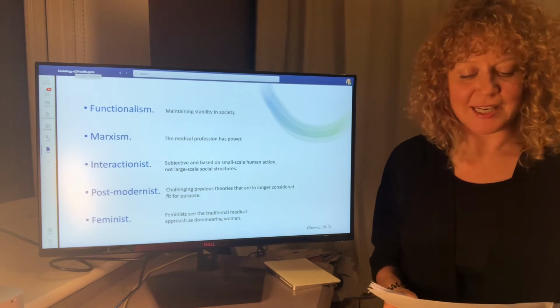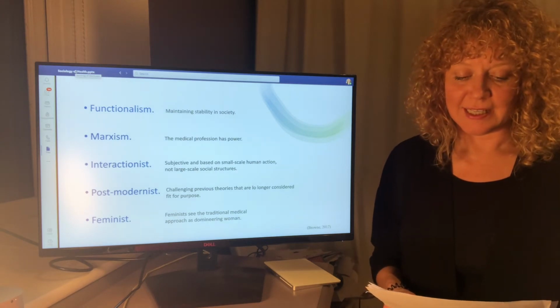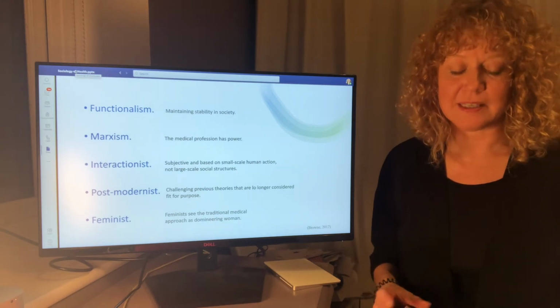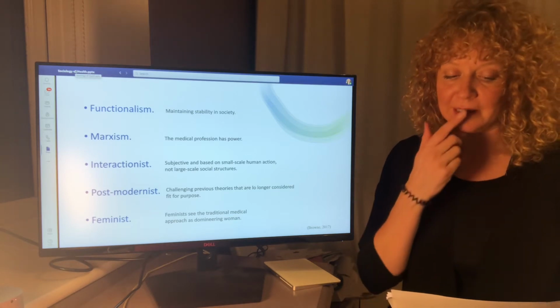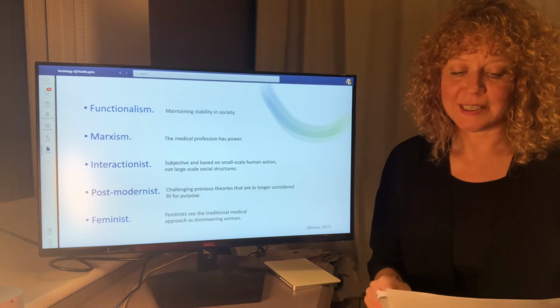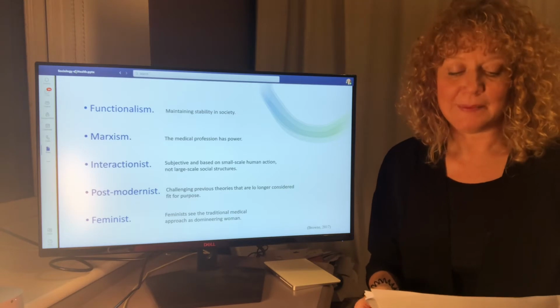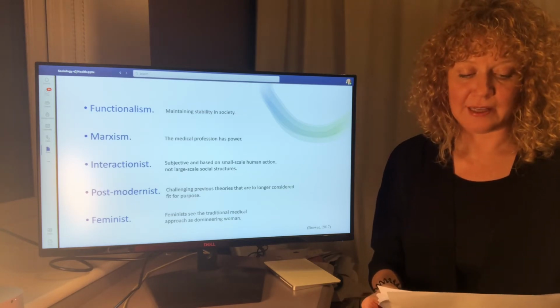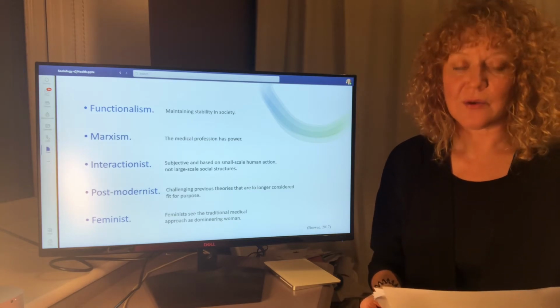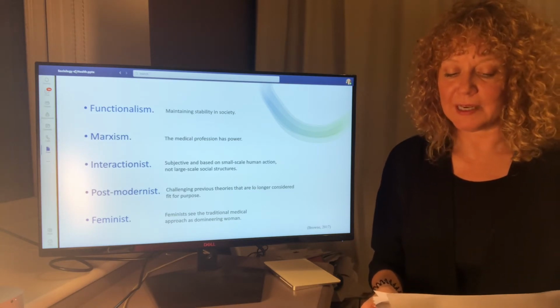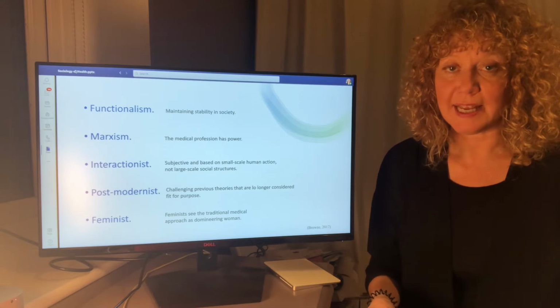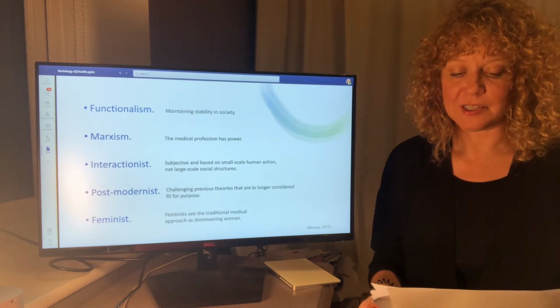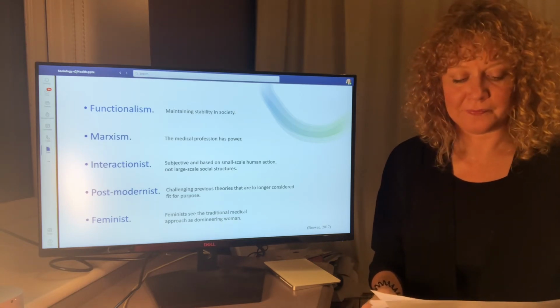Postmodernists, changing previous theories that are no longer considered fit for purpose, reject the biomedical model and scientific thinking in general, claiming instead that there are other equally valid explanations and solutions for ill health. Postmodernists also argue we now live in a consumer-led culture, where the human body and health are often design projects for people to take control of.